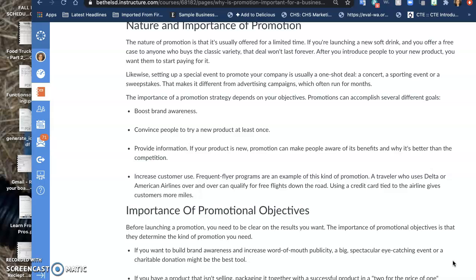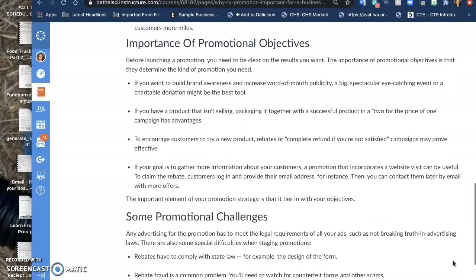The importance of a promotion strategy depends on your objectives. Promotions can accomplish several different goals. Boost brand awareness, and convince people to try or buy a new product at least once. Provide information: if your product is new, promotions can make people aware of its benefits and why it's better than the competition. Increased customer use: frequent flyer programs are an example of this. A traveler who uses Delta or American Airlines over and over can qualify for free flights. Using a credit card tied to the airline gives customers more miles.